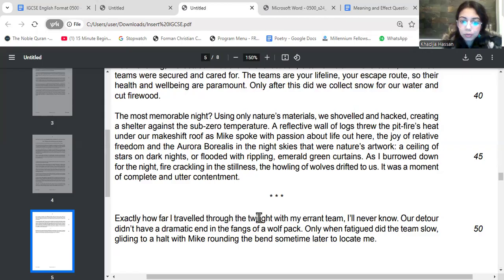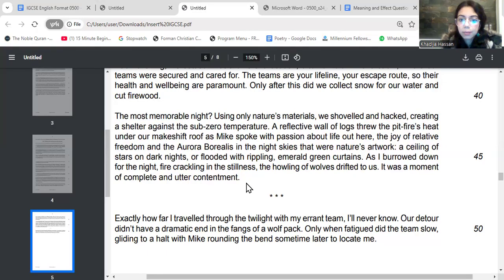Exactly how far I traveled through the twilight with my errand team, I'll never know. Our detour didn't have a dramatic end in the fangs of a wolf pack. Only when fatigued did the team slow, gliding to a halt with Mike rounding the bend sometime later to locate. So the story that they started with the dogs going out of control, they've now brought it full circle. And here, the tour guide Mike, he came and he saved the journalist Len, who was driving the dog sled that was going out of control.